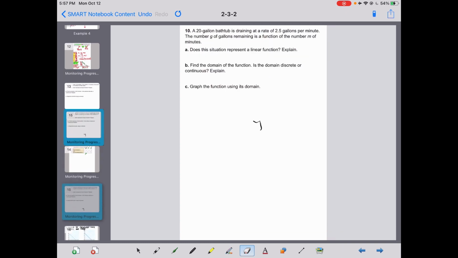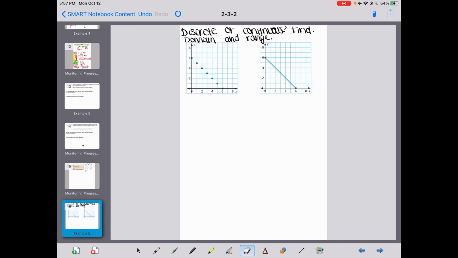We will save this one for a warm-up as well. And this last one, discrete or continuous. We know that specific values gives us this discrete function. So graph A is discrete and graph B is continuous. It is a line. There are values in between. If I drew this line, I wouldn't pick my finger up off of the paper.